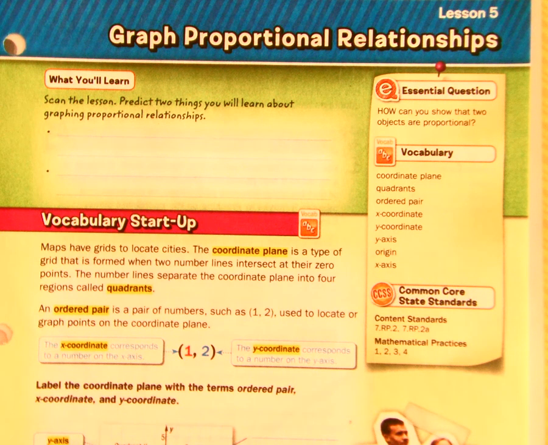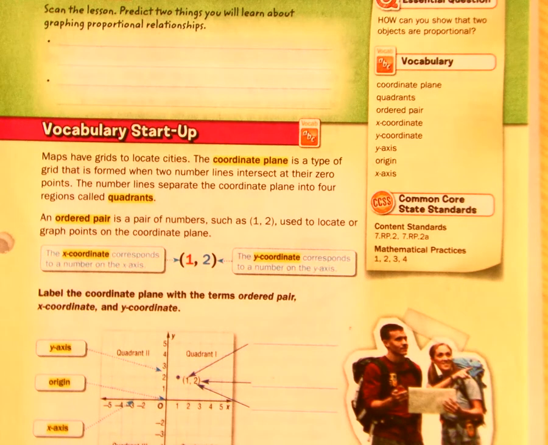1.5. Graph proportional relationships. Maps have grids to locate cities. The coordinate plane is a type of grid that is formed when two number lines intersect at their 0 points. The number lines separate the coordinate plane into 4 regions called quadrants. An ordered pair is a pair of numbers such as 1, 2, used to locate or graph points on the coordinate plane. So a coordinate plane is two number lines where they intersect at 0 that make up 4 quadrants, and we graph ordered pairs.